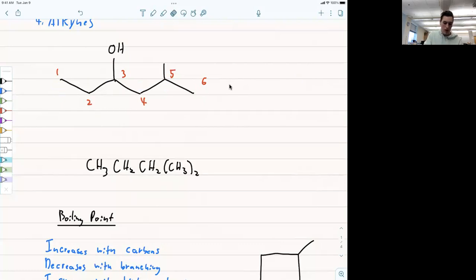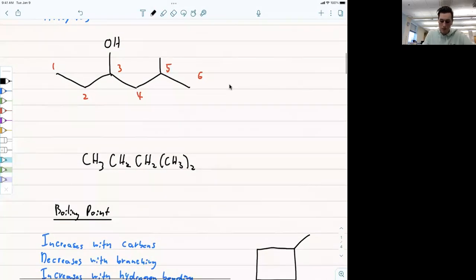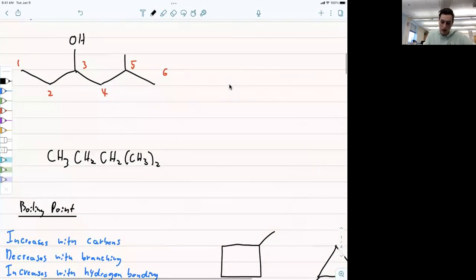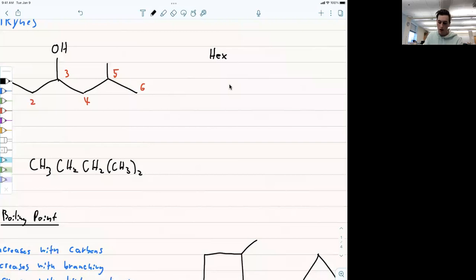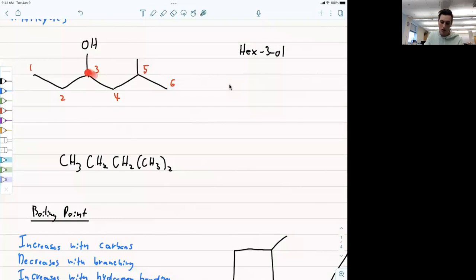And then the name will start off with, we know the end is going to be hex because we have a 6 carbon chain as our longest chain. We also know that we have an alcohol group on 3 and a methyl group on 5. Because the alcohol group is the highest priority, we're going to end our name with that OL ending. So we know it will be at the very end, that 3-ol, and that's because the alcohol is on our 3rd carbon and we have to indicate that.